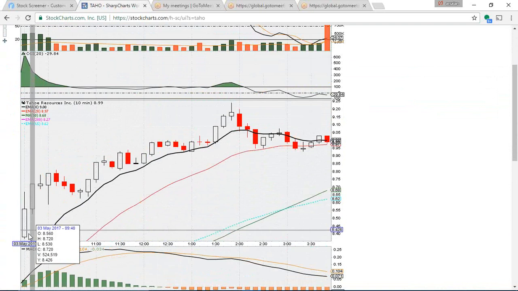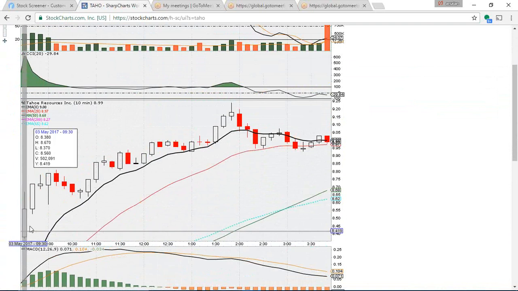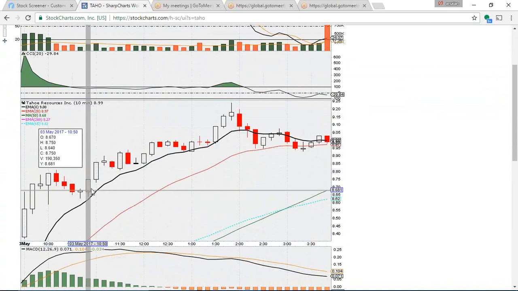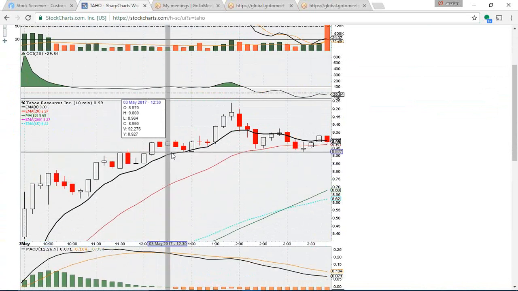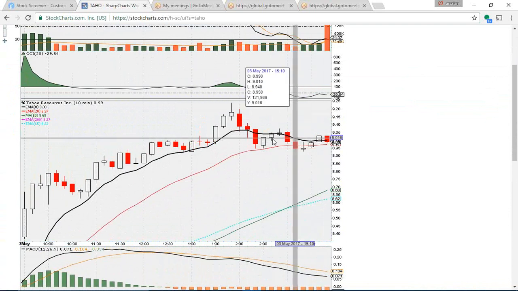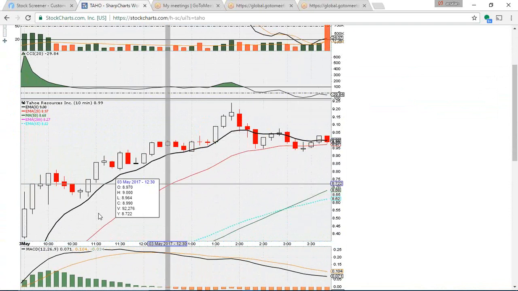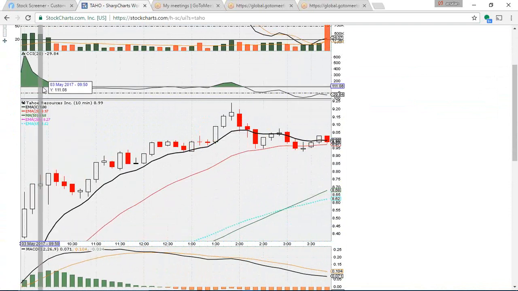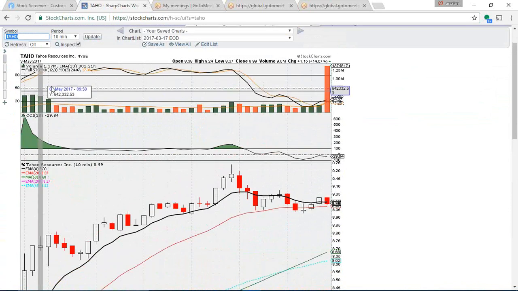And TAHO is a perfect example. Look how high it went the first 40 minutes of the day, and then it just kind of went sideways, a little bit higher but sideways, then eventually tipping over and stabilizing at around $9. But the first hour is when you had the most momentum, and you can see that by the volume on top. And that's going to happen with all of them.